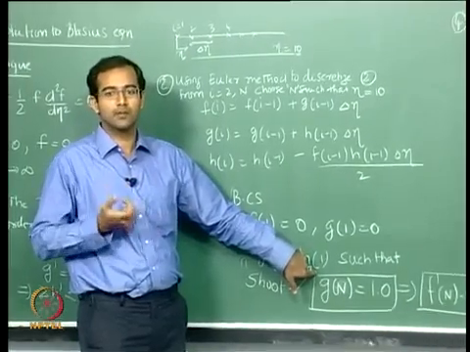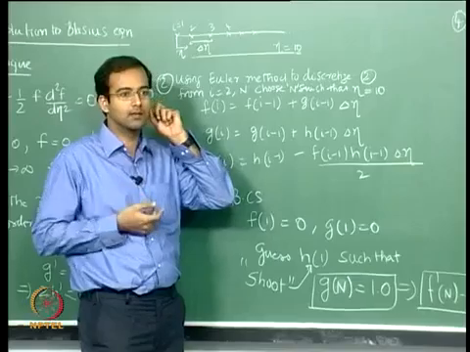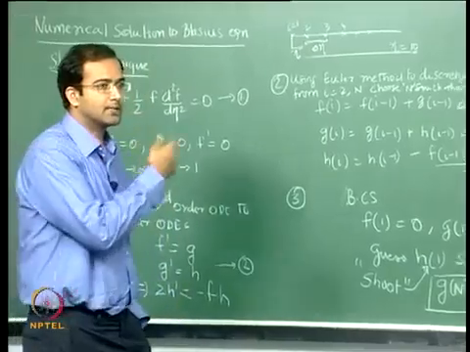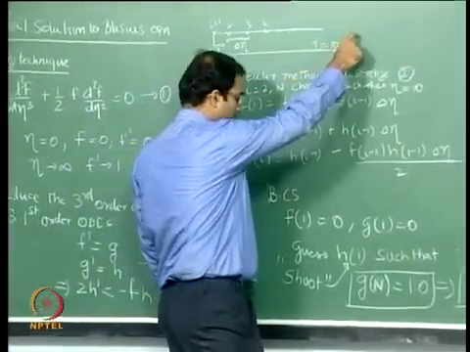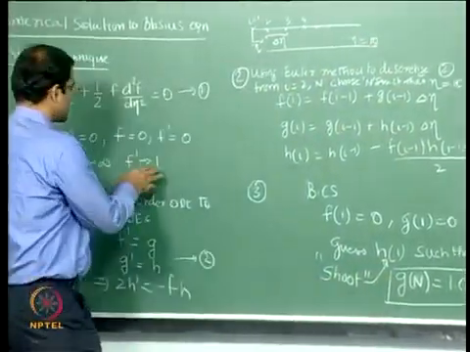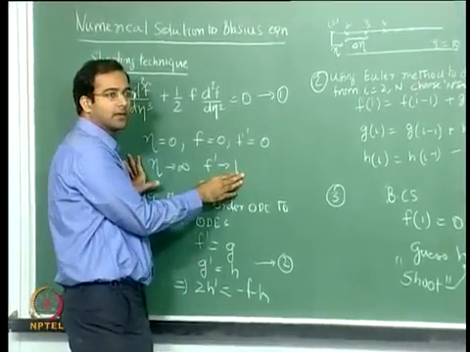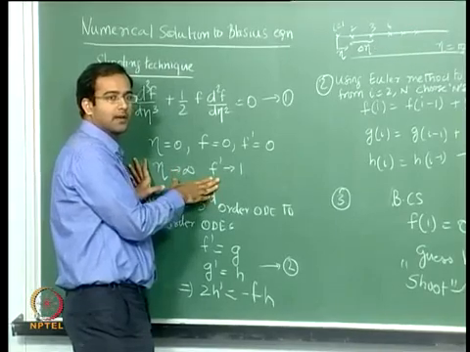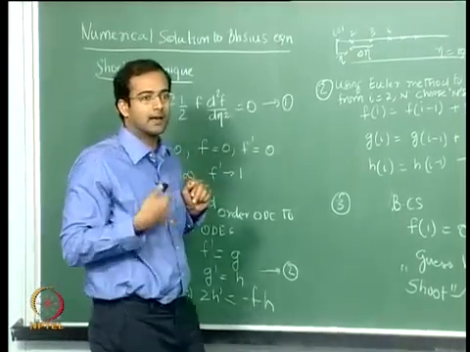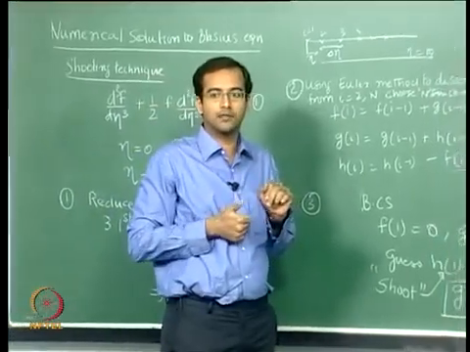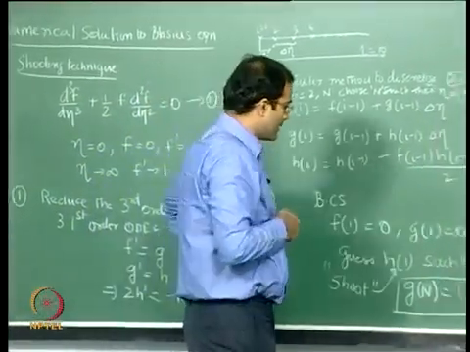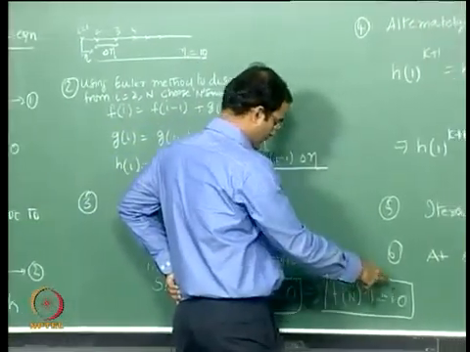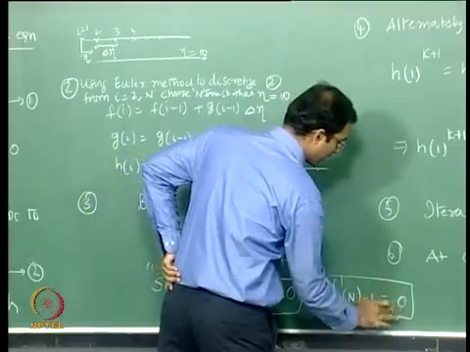If this is satisfied, that means your guess for h of 1 is correct. This is why it's called a shooting method: you just do it by guesswork. You keep shooting values of h1 and make sure that when you get the solution at the nth point, the third boundary condition is automatically satisfied. If your guess for h is correct, it satisfies this particular boundary condition. If not, you have to keep doing this again and again till you land up with the correct value of h. Now g of n equal to 1 means f prime of n minus 1 should be equal to 0.